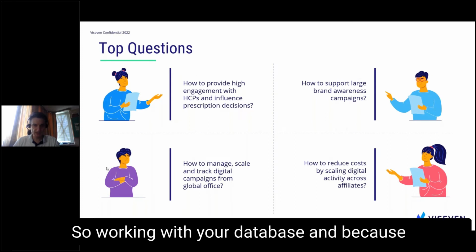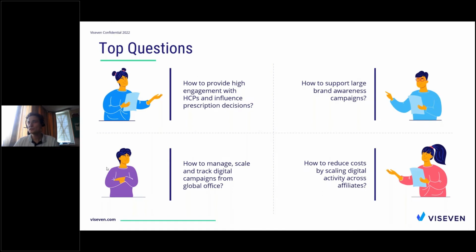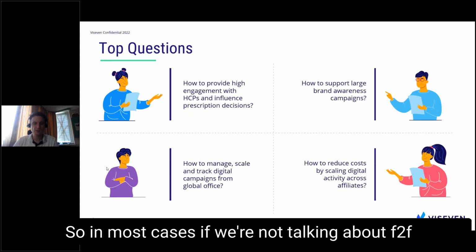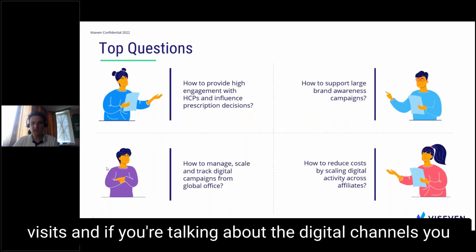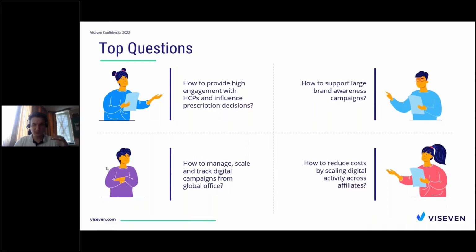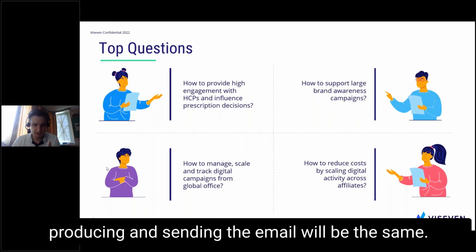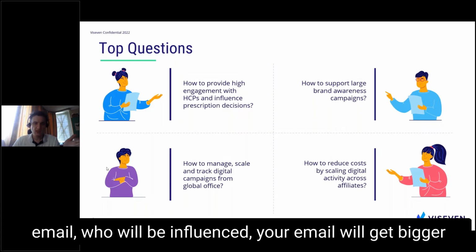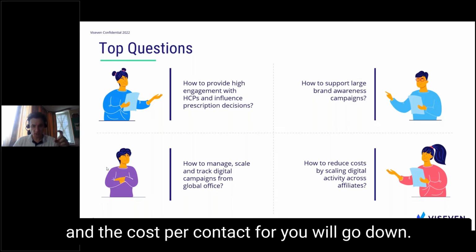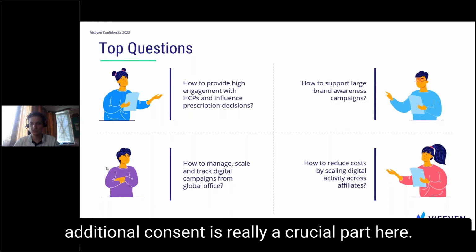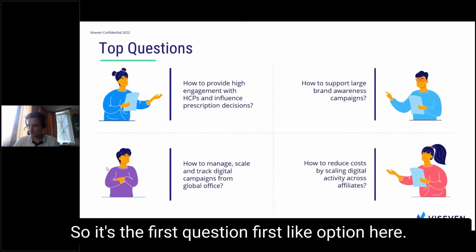So working with your database, one option to reduce the cost is really to increase your database. In most cases, if we're not talking about face-to-face visits and we're talking about digital channels, your cost per contact will go down if you have a bigger database, because the cost of producing and sending the email will be the same, but the quantity of HCPs who will see your email and be influenced by it gets bigger, and the cost per contact for you will go down. So working on this extended database, getting the additional consent, is a crucial part here. So that's the first option.